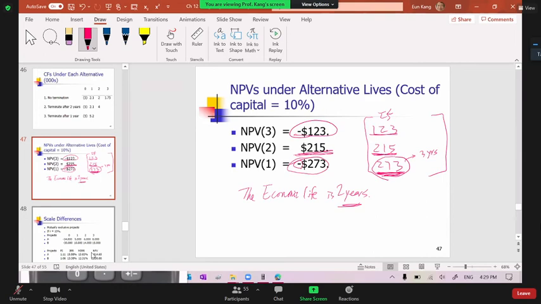Wait, I thought that bottom number was for 1 year though. Huh? What do you say? I thought 273 was for 1 year though. Oh, sorry. You're right. Check. Yeah, it's 1 year. That's why I'm so confused.